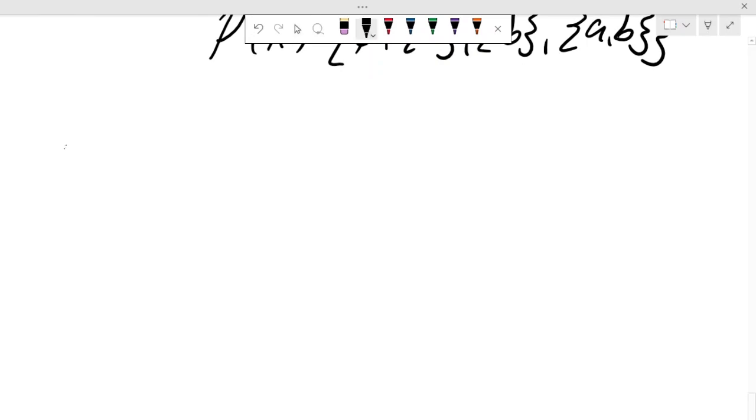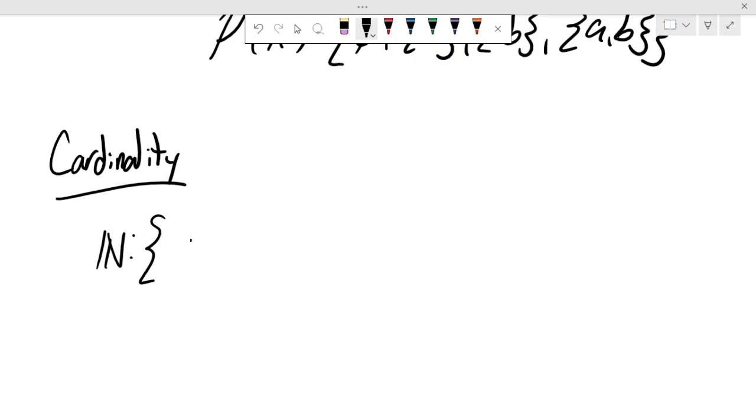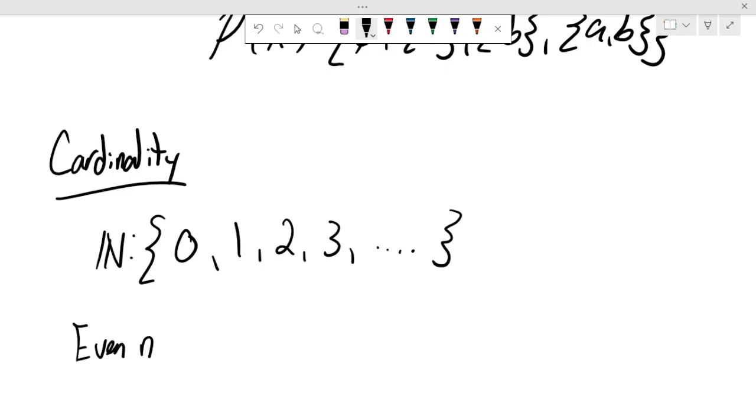It actually, I think it's really interesting. What if we think about the natural numbers? Okay. And what if we think about the even natural numbers? We don't really have a special symbol for that. Let's just write evens. Okay. So it's going to be 0, 2, 4, 6, etc.